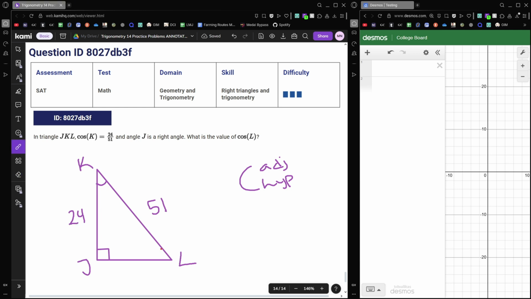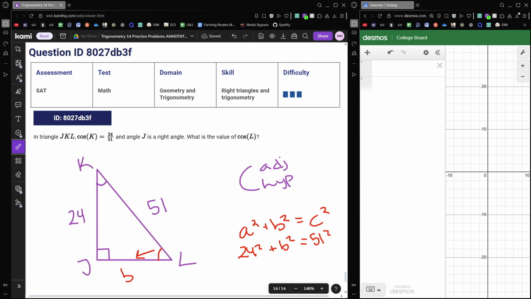So here is angle L. And remember, cosine is adjacent over hypotenuse. So adjacent to angle L will be this side right here, which we don't know. So first, we need to find out what the side length is. We're trying to find the missing side length in a right triangle, which means we can use the Pythagorean theorem. That's going to be a squared plus b squared equals c squared. So 24 squared plus b squared, I'm calling this side b, is equal to 51 squared.